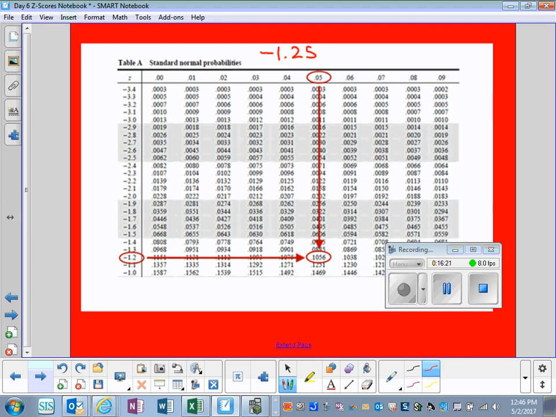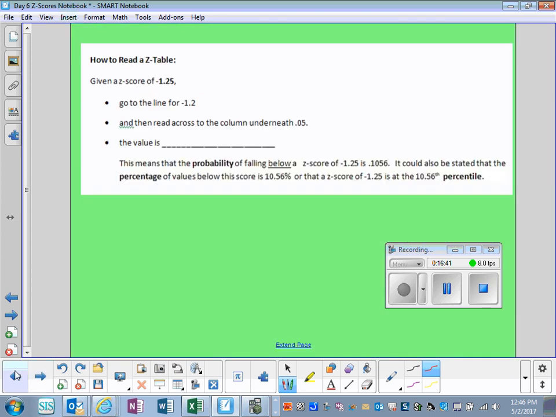And then in the first row, I find 0.05. I go down and to the right, find the intersection. This number in this cell, that is the intersection of the two numbers, is 0.1056. Yeah, the value is 0.1056. So this number means that the probability of falling below a z-score of negative 1.25 is 0.1056.